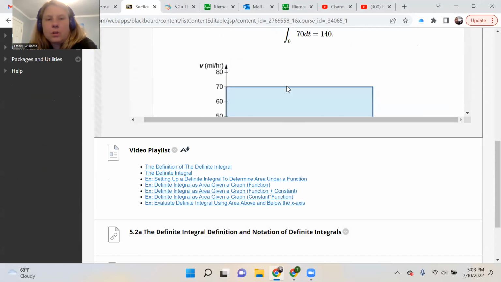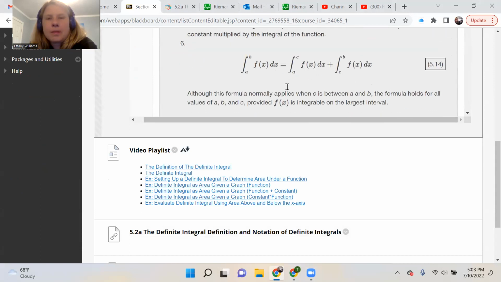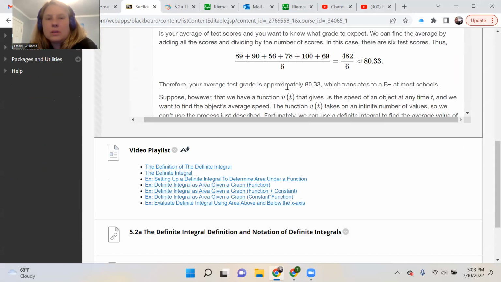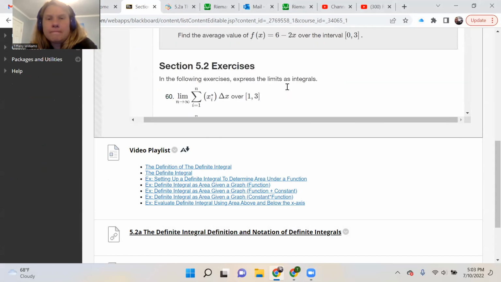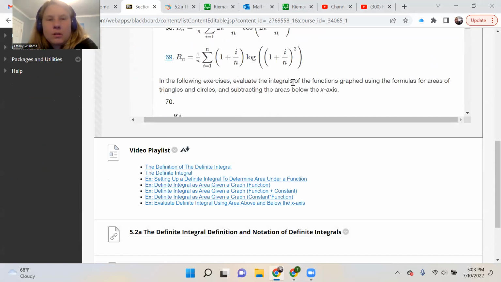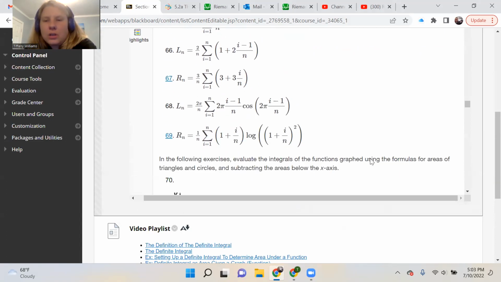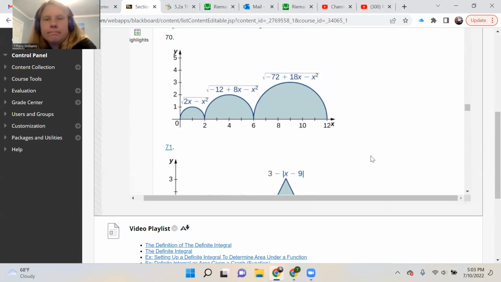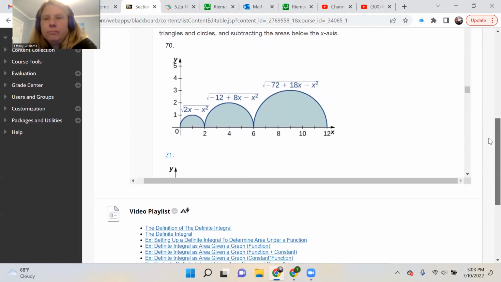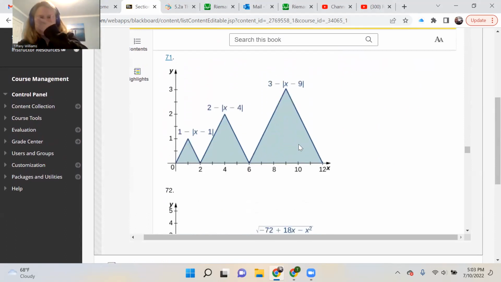What number do I want to do here? This is a long section. I want to do number 71. So number 71: in the following exercises, evaluate the integrals of the function using triangles and circles and subtracting when it's below the x-axis and all that good stuff.